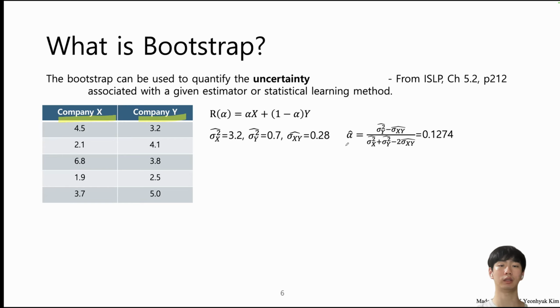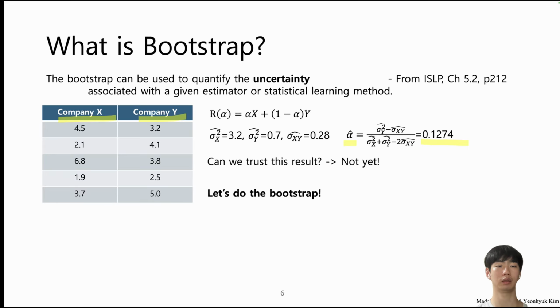That's why alpha is equal to 0.1274. However, can we trust this result? Not yet. Now we will do the bootstrap.